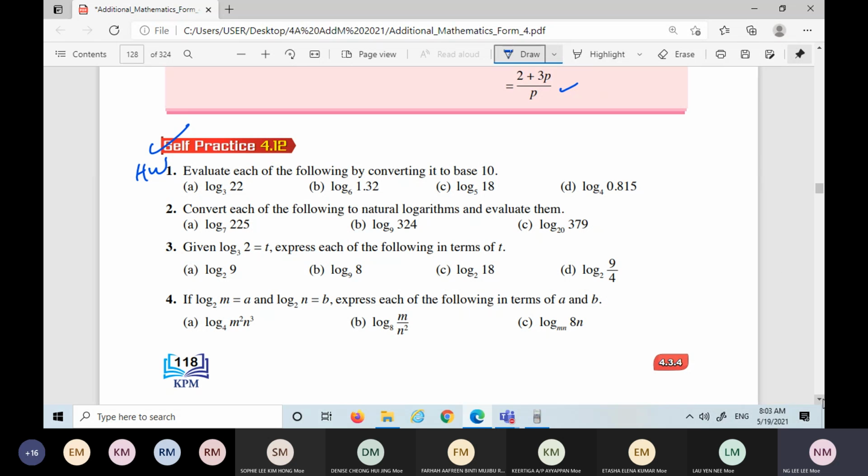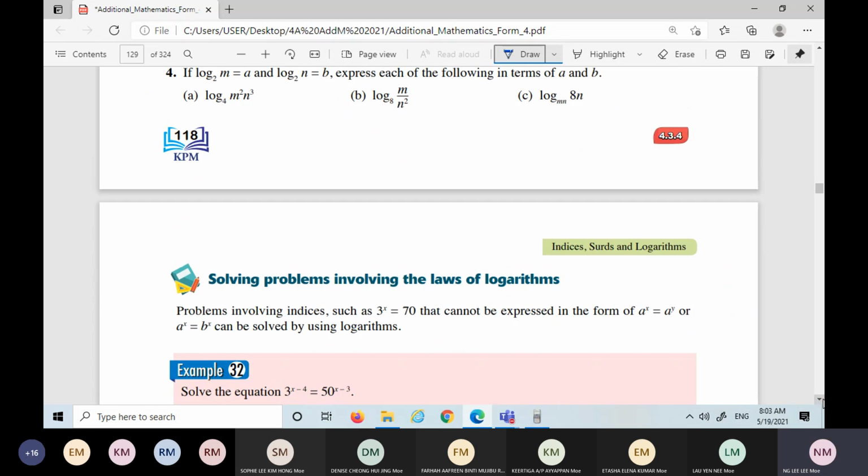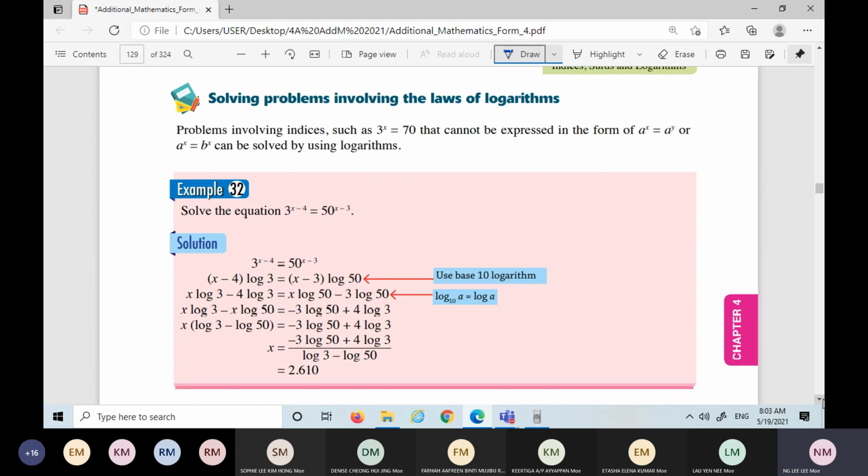Okay, now it's 803. Yeah. Okay, look at this.